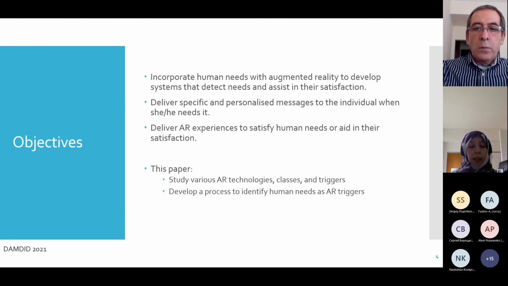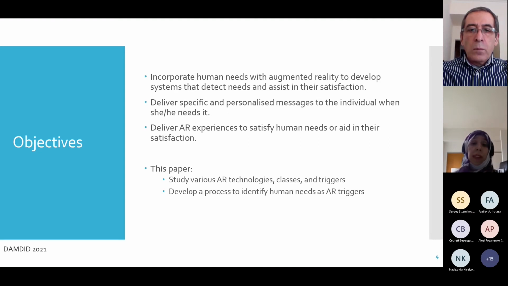So why are we doing this? We have a number of objectives. First, we want to incorporate human needs with augmented reality in order to develop systems that detect needs and assist in their satisfaction. We also want to deliver specific and personalized messages to the individual when they need it, and deliver AR experiences to satisfy human needs or aid in their satisfaction. For this paper, we study various AR technologies, classes, and triggers. We also develop a process to identify human needs as AR triggers.